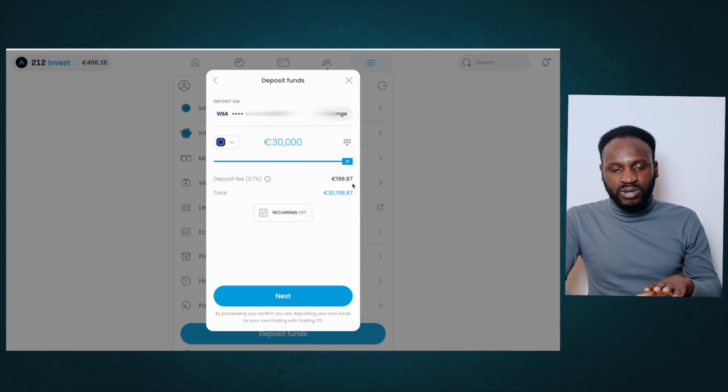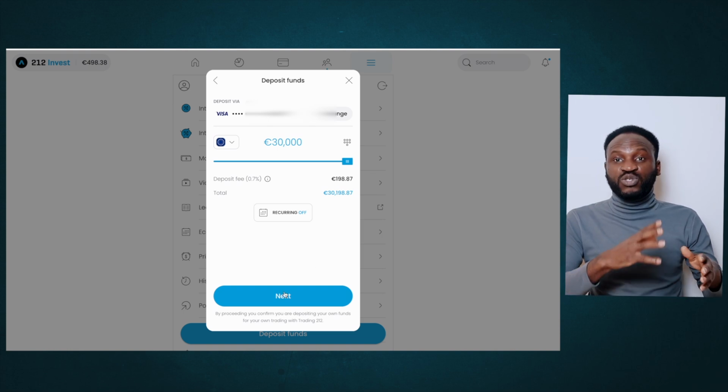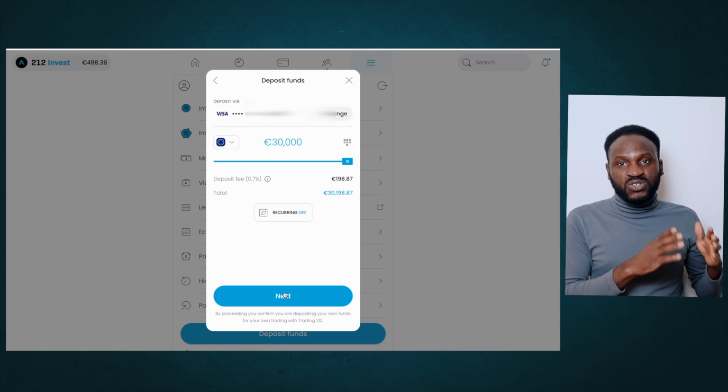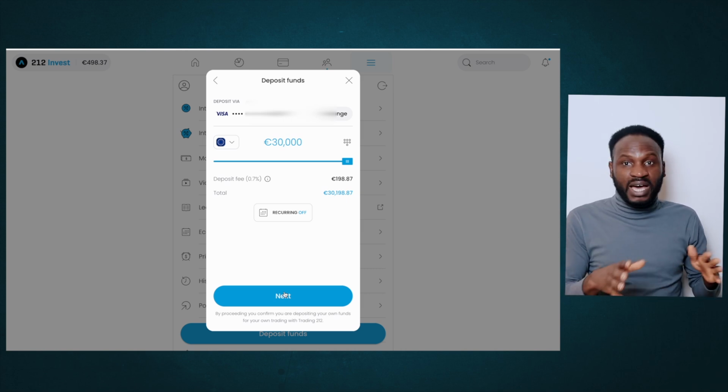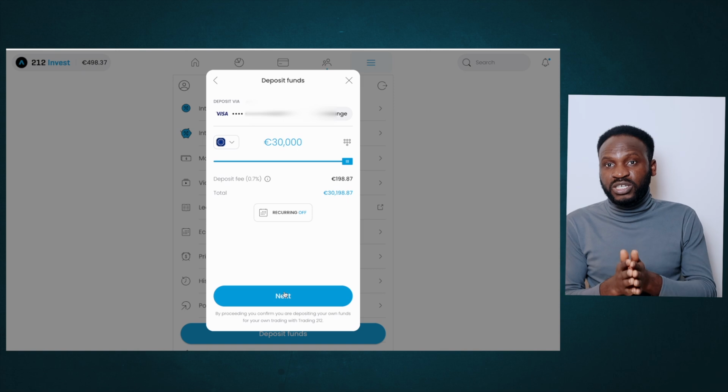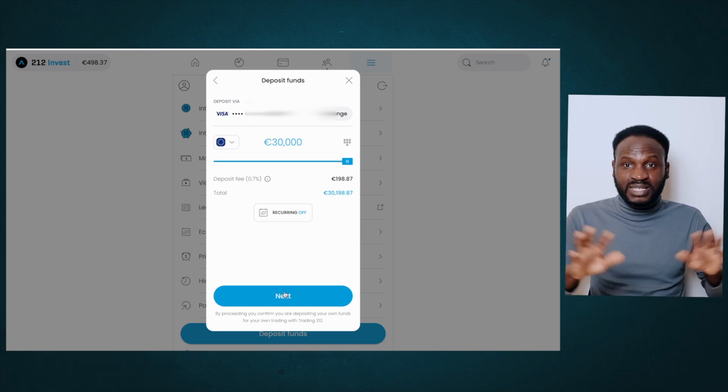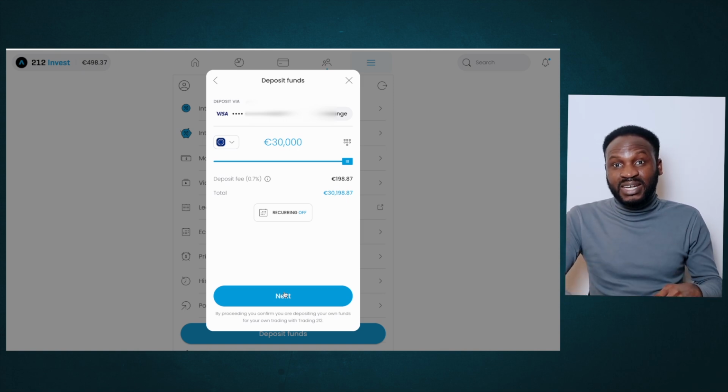I can just click on that, and I click on next, and I'm going to go and verify this transaction on my own bank account, and it's going to be launched here, and the money will arrive on my Trading212 account. After that, you are good now on how to deposit money into your Trading212 account. So that is everything I want to talk about that concerns depositing money into your Trading212 account.